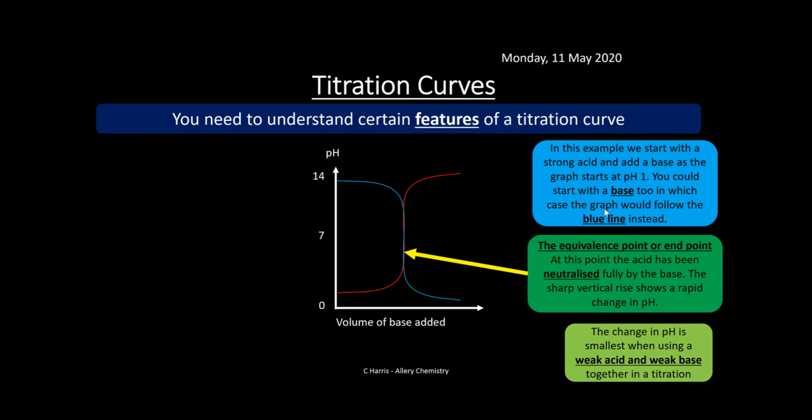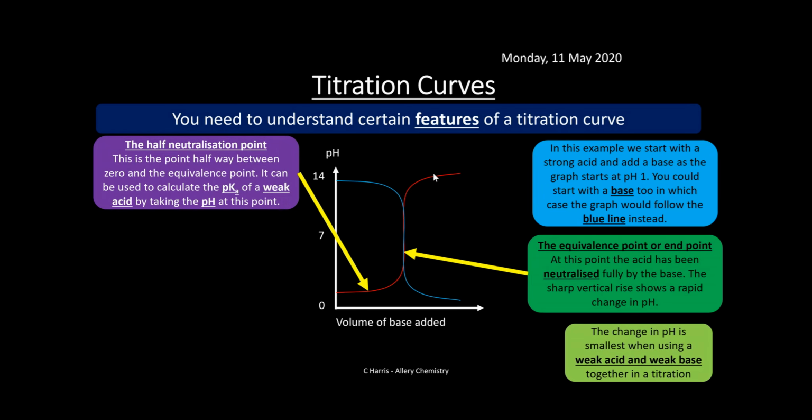So in this example, with the blue lines you can see there, we start with a strong acid and add a base as the graph starts at pH 1. And you could actually start with a base too, which shows in this blue line. So if we start with a base in our conical flask, we start with a really high pH. If we start with a strong acid in our conical flask, we start somewhere down here. So they can go either way. In this case, this would be a strong base. We're adding an acid to it, and the pH drops towards an acidic solution. And this is vice versa. So just be aware, it can go either way, but the rules are still the same.